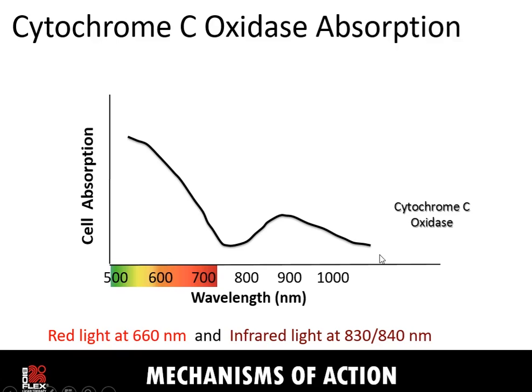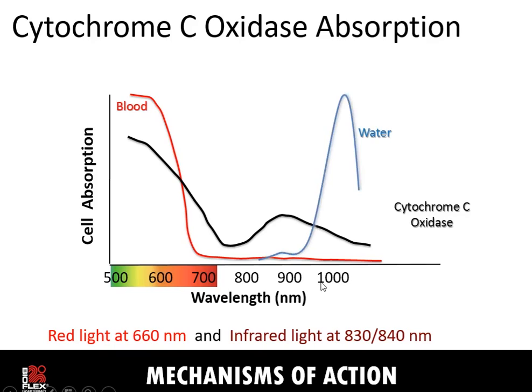The other thing you should be aware of is that blood has a high absorption rate in and around 500 to roughly 600 before it drops off dramatically. And on the other side of the spectrum, water has a high absorption rate at approximately 950 to 1,000 and beyond. So there's actually a window of absorption by cytochrome C oxidase where you can stimulate this enzyme and avoid excessive absorption by blood and water.